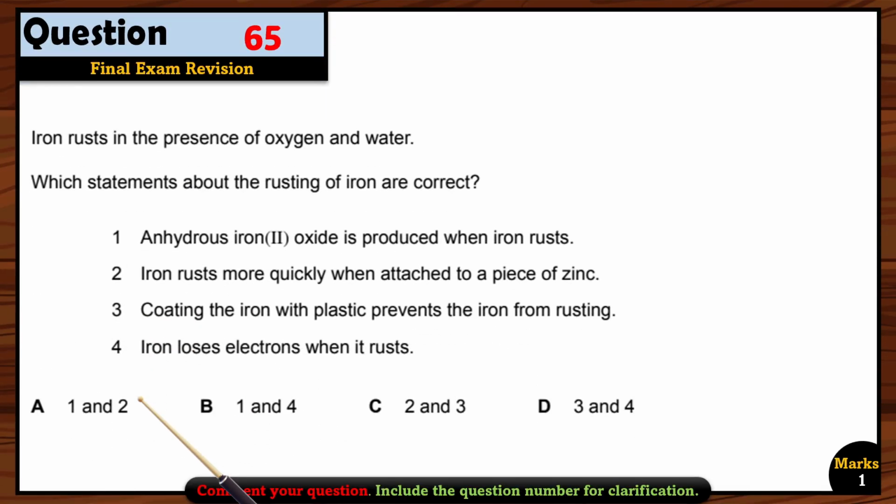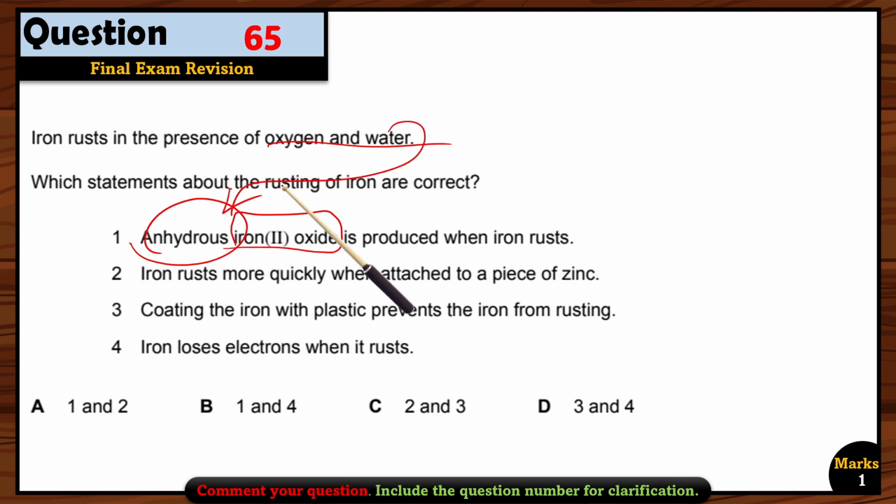Let's see 65. Iron rusts in the presence of oxygen and water. Which statement about rusting of iron is correct? Now we have oxygen and water, right? So when iron rusts, iron oxide will be produced, yes, but not anhydrous, the hydrated one, because we have water. So this option is wrong. Iron rusts more quickly when attached to a piece of zinc. Wrong, because zinc is more reactive than iron, so it will protect iron. Okay, so this option is also wrong.